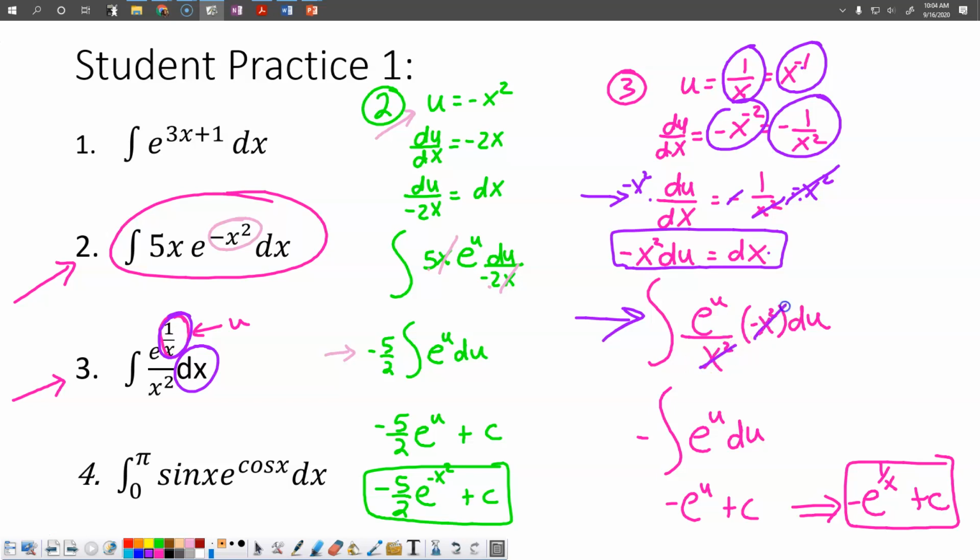Then the x squareds go away, and then the negative comes out to the front. Okay? And then after that, you just integrate that, which is simply e to the u, and we have that little negative brought down too. So we have negative e to the u plus c. And then we put the u back, so the u is 1 over x, so it's negative e to the 1 over x power plus c. All right, so there's that.